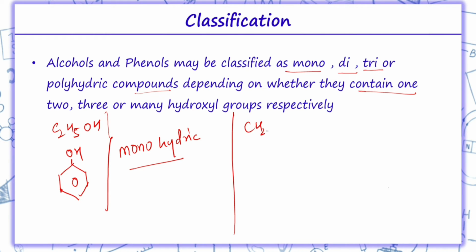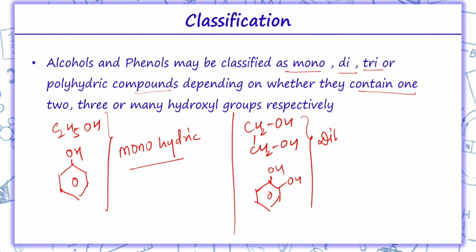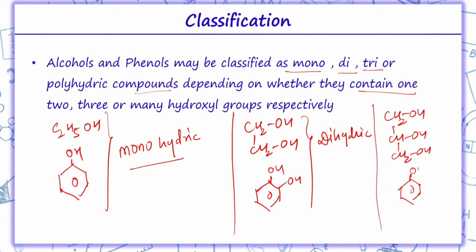But if two hydroxy groups are there, like CH2OH-CH2OH and benzene 1,2-diol, this is known as dihydric alcohols and phenols. Similarly, if we have three hydroxy groups, CH2OH, CHOH, CH2OH, and in benzene OH, OH and OH, so if three hydroxy groups are there, we call it trihydric alcohols.